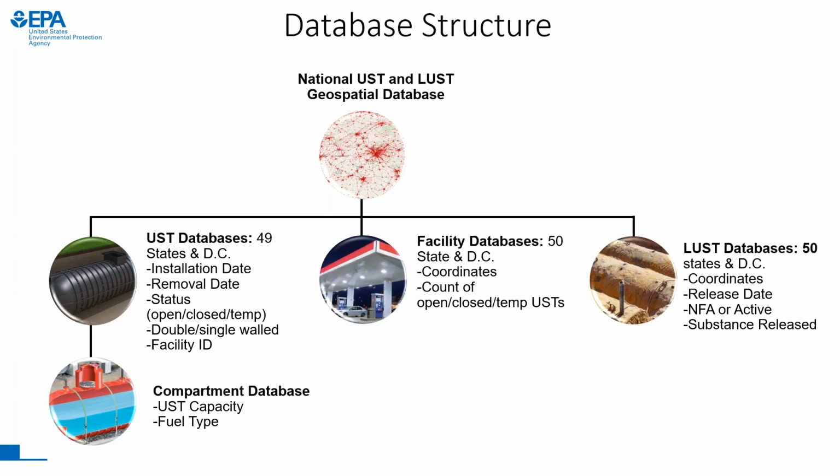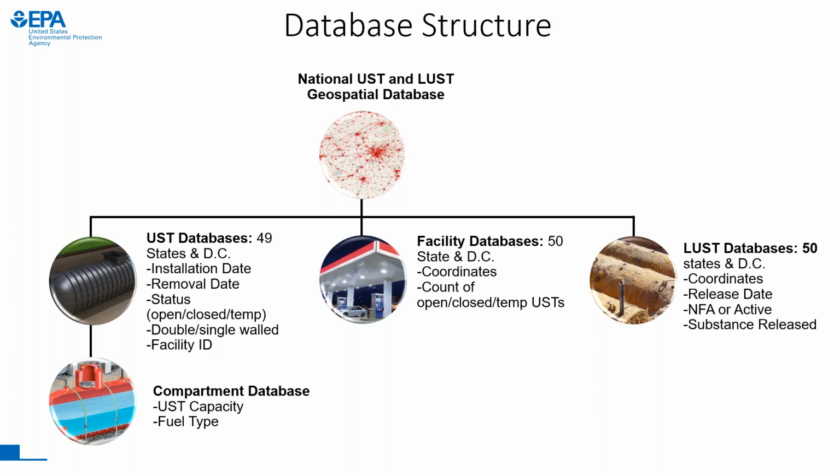UST Finder is siloed into three data sets. We've got the leaking underground storage tank data set for all 50 states. We've got their locations, their release date, their status: is it closed, is it active? And then the substance released. We have the facility database, again 50 states and DC. We've got the locations, and then the count of open, closed, and temporarily closed USTs at each facility.